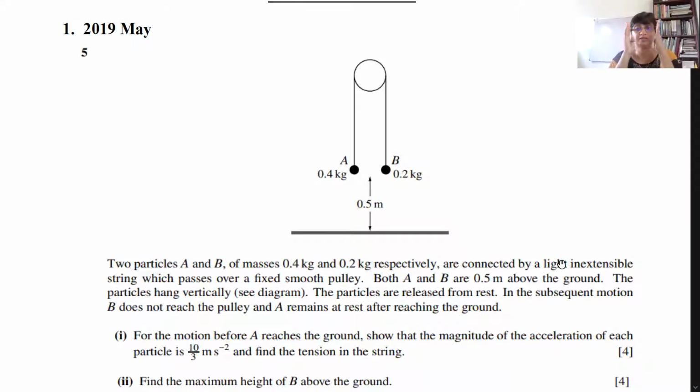Okay, what you have to know starts now. The particles are released from rest. Very important. They are released from rest.